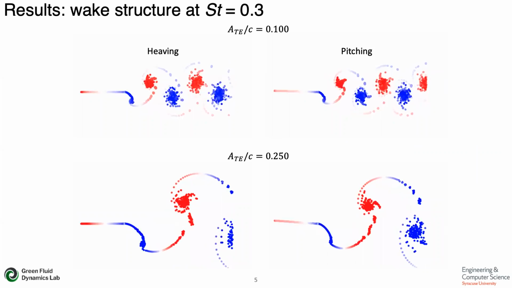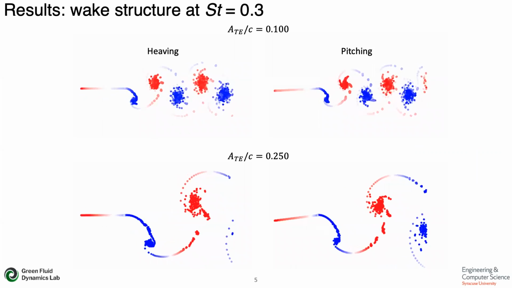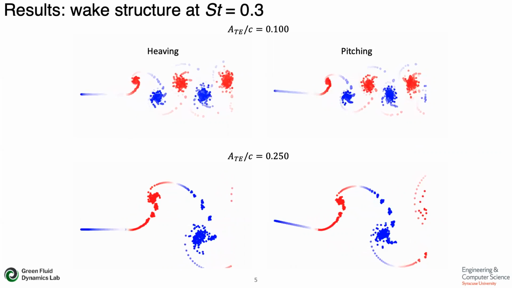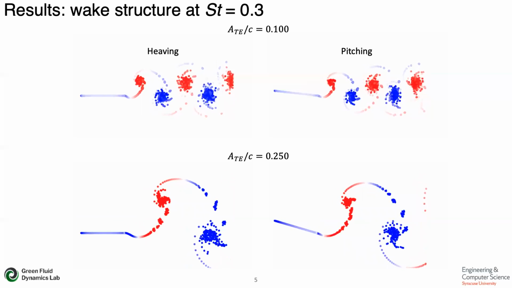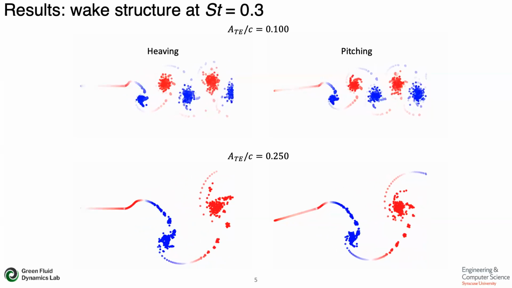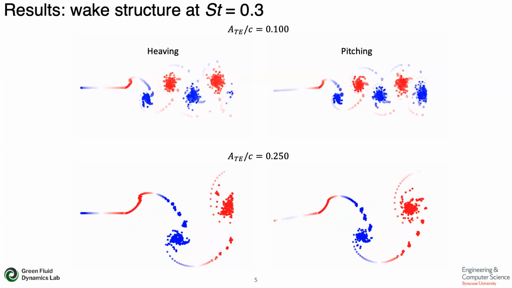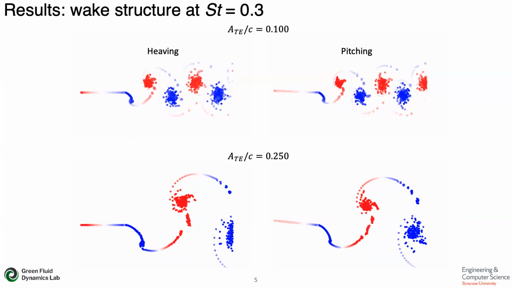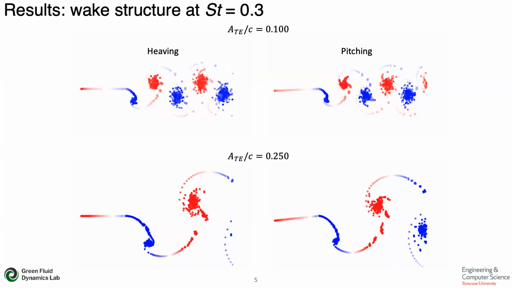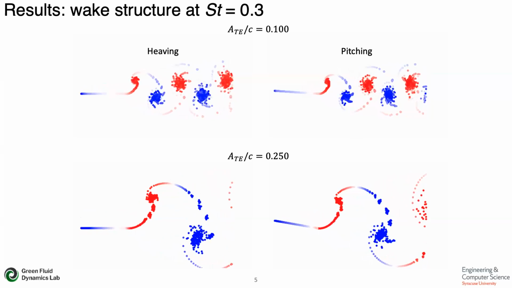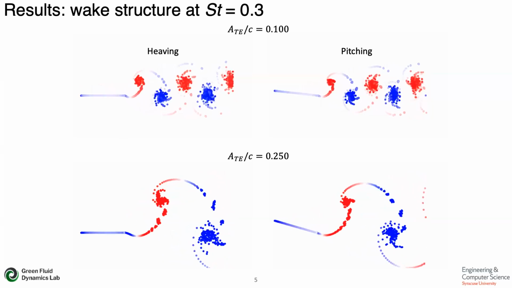Here I'm presenting the time-dependent wake structure of both heaving and pitching foils at a Strouhal number of 0.3. The top row displays the results of a trailing edge amplitude of 0.1, and the bottom row shows the results at the trailing edge amplitude of 0.25. Note that the panels are also colored by vorticity magnitude, which basically represents the distribution of bound circulation. It can be seen here that qualitatively, for a given trailing edge amplitude, the wake generated by the two motions look quite similar.